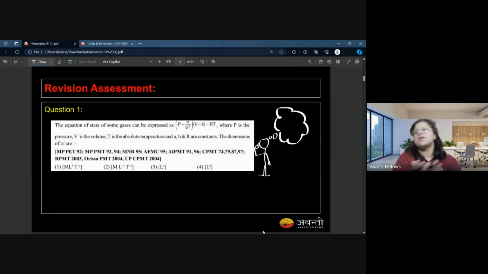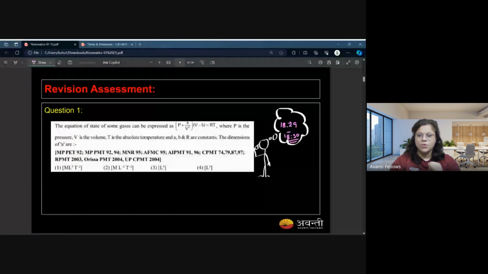But before starting this discussion, let's start with the revision assessment. Here you have a question of units and dimensions, which is asked in so many exams. So let's solve it. You have 1 minute to solve this question. I think we are not going to start kinematics in today's lecture. It's 18:29 right now. Solve it by 18:30. I'm going to launch the poll.